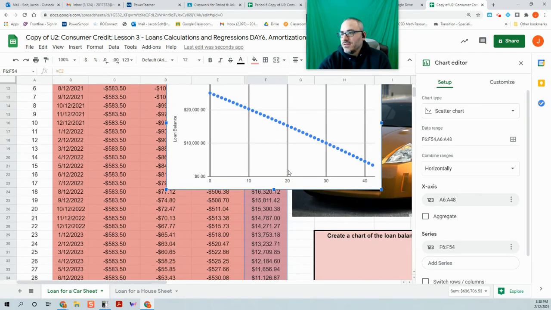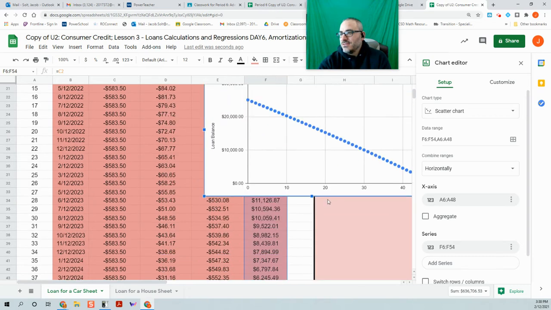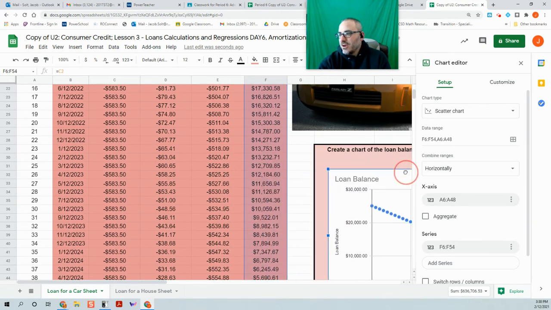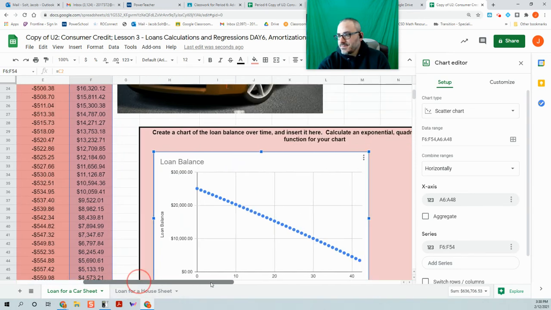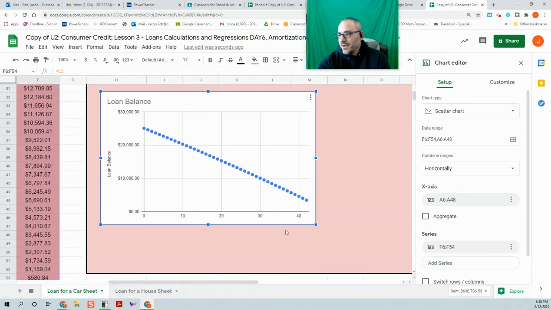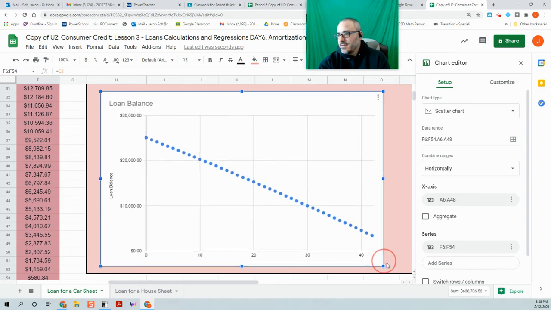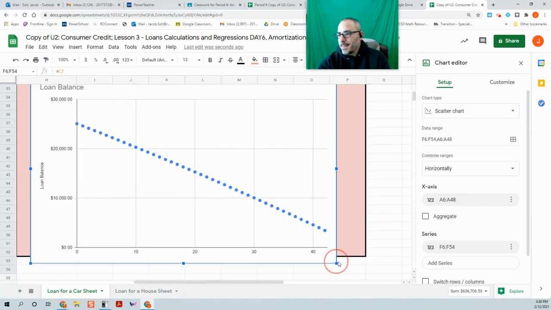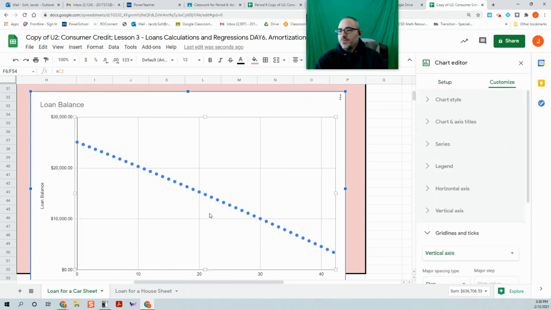Let me pull this chart down. You pull this chart down. So you got to put your chart in this little box here. I'm going to make my chart bigger because I got the space to do it. All right, great. We now have a chart of the loan balance over time.